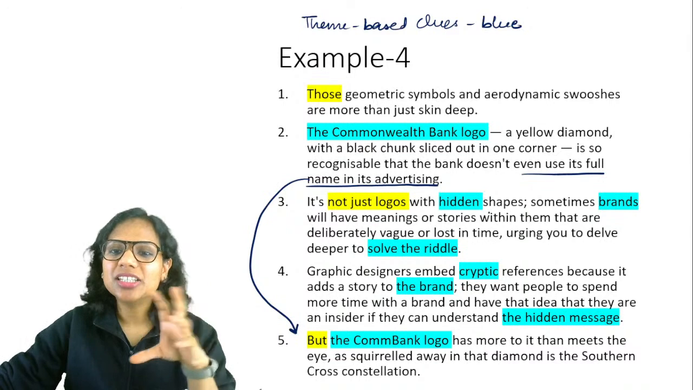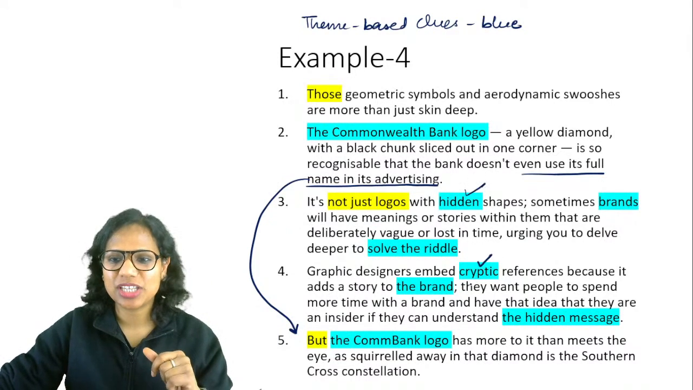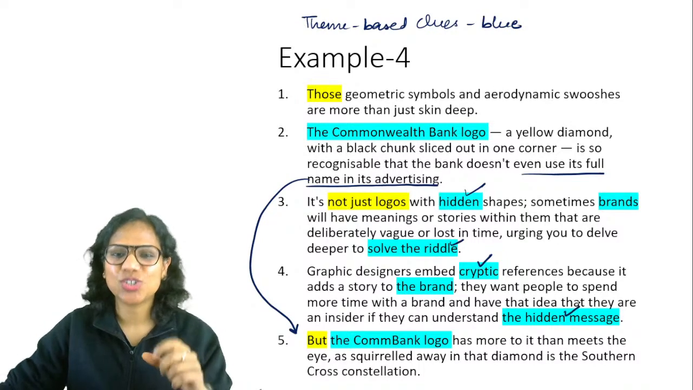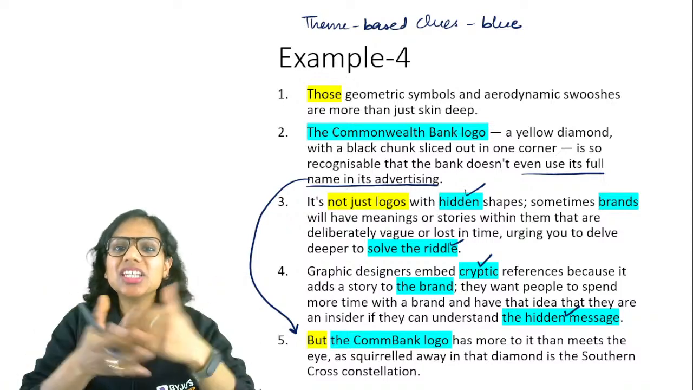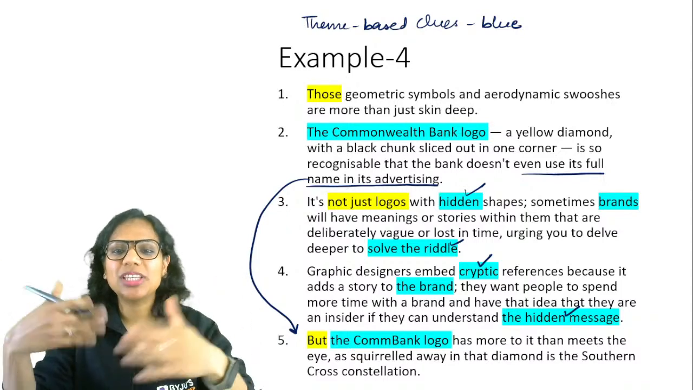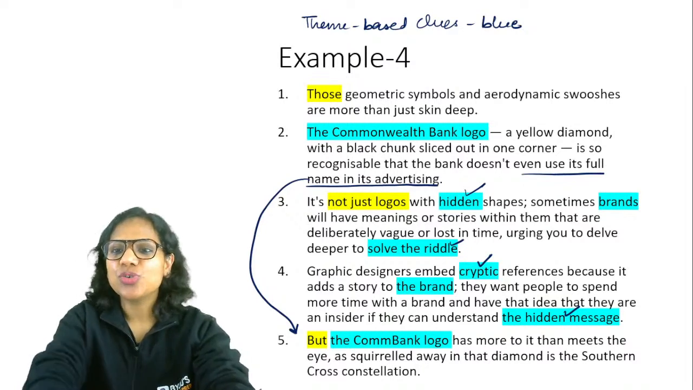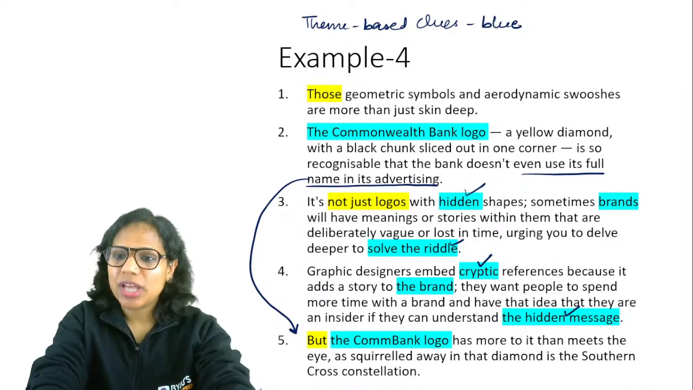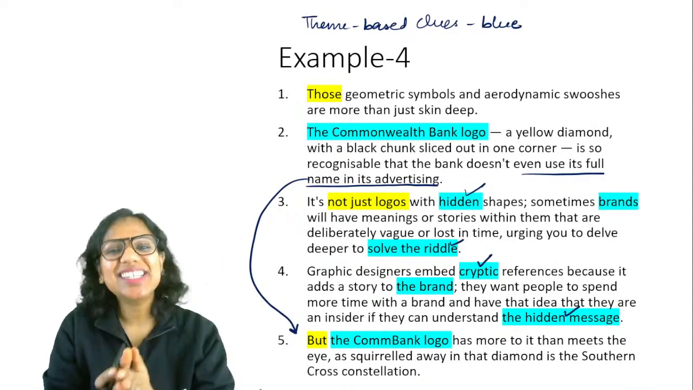Again, other theme-based clues, see, I use hidden shapes here. Here I use cryptic references. Solve the riddle, cryptic references, hidden message. So these repetitions in different words, they are nothing but theme-based clues for you. That okay, thematically perhaps 3 and 4 are related. Okay, so I've got 4 ones, very good. Okay, 5 ones in fact. Very good. One is the odd sentence out.